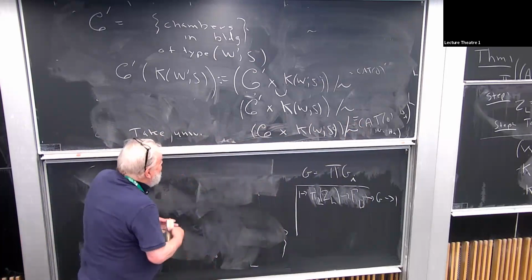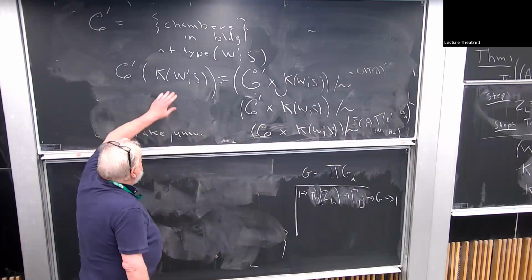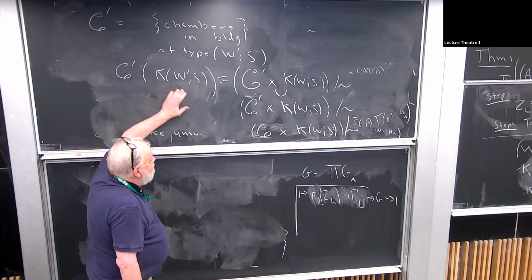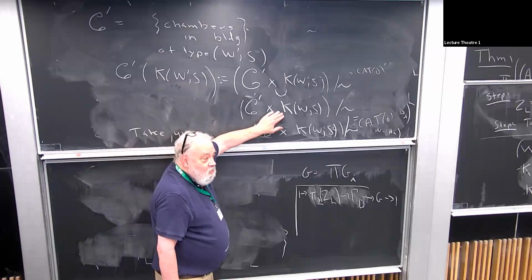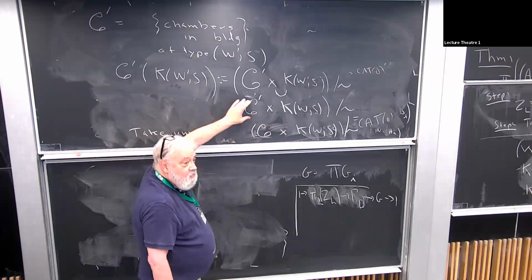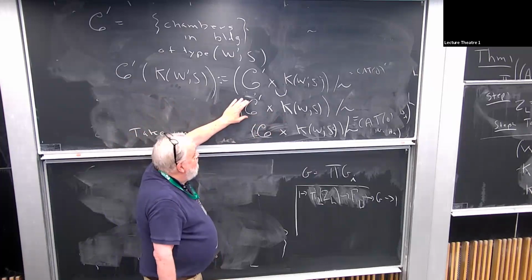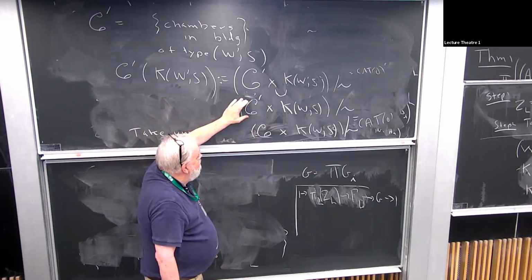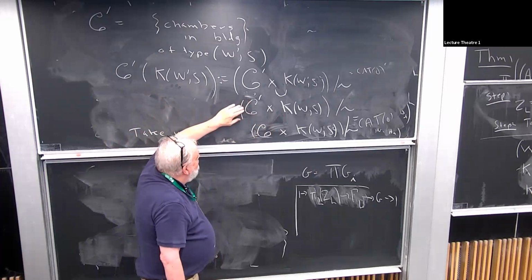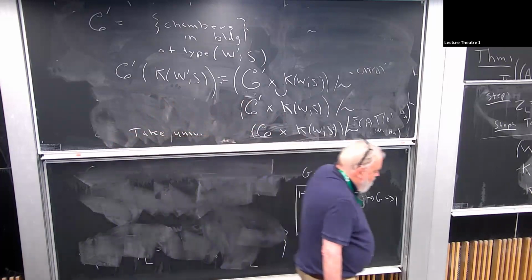So let's see, in the case of right angle buildings, this was a product of Z2s. This was a right angle Coxeter group. The C prime was basically a product of these cones, the collection of products, and this was the thing we called Z_L, and now you take the universal cover.